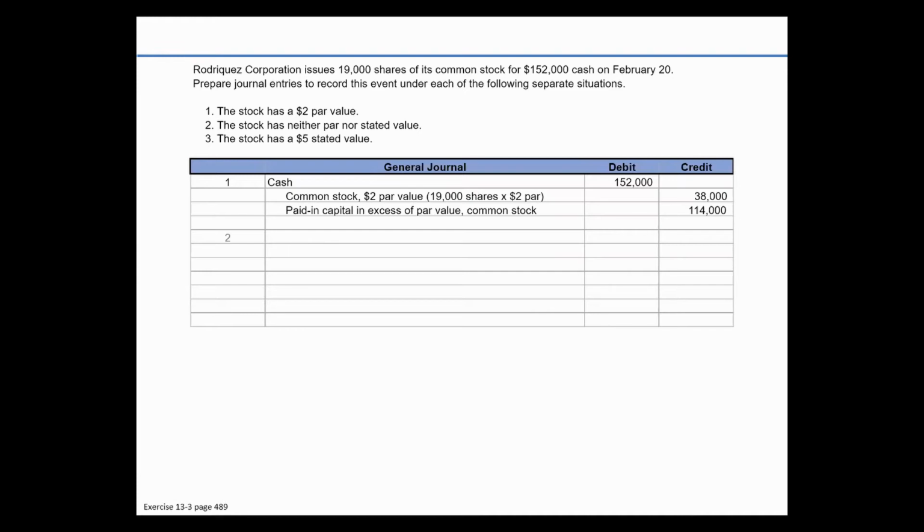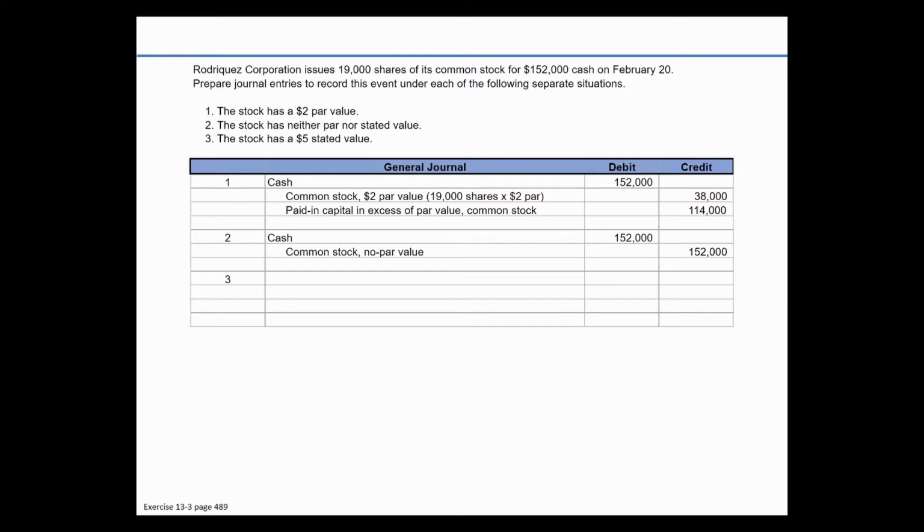So the next scenario that we will do is we will sell the stock that has neither a par nor a stated value. And so this would be the simplest scenario: we would debit cash in the amount of $152,000 because we're receiving cash as a corporation from our investors to purchase the stock. And then we would credit common stock, no par value, for $152,000.